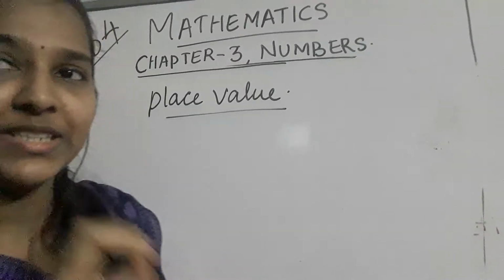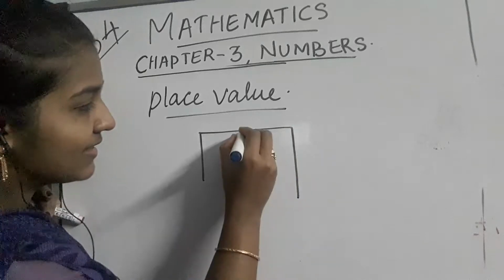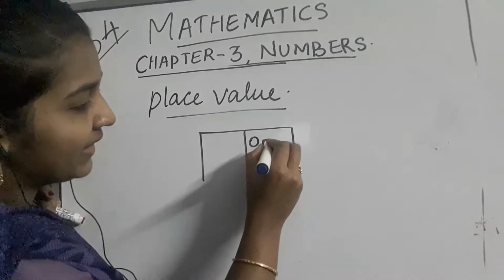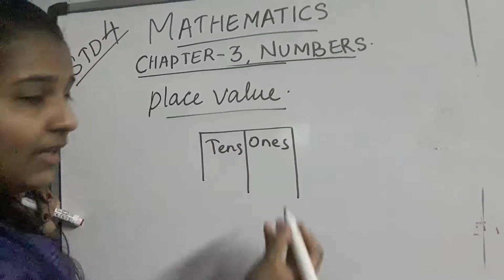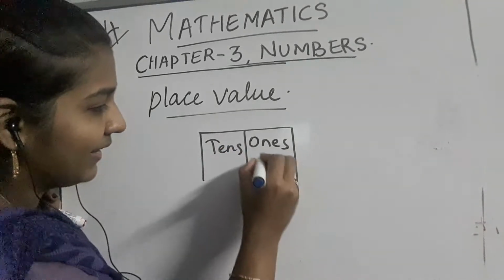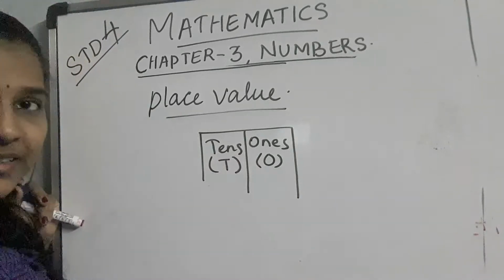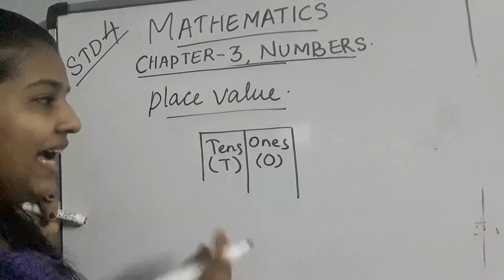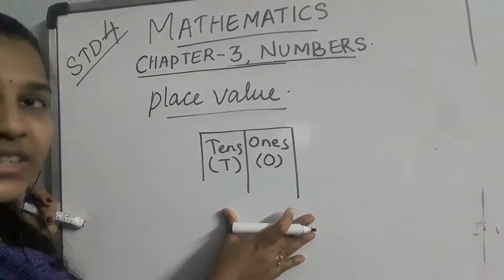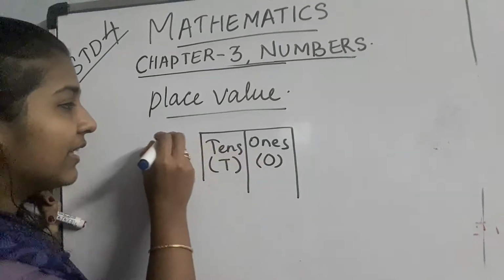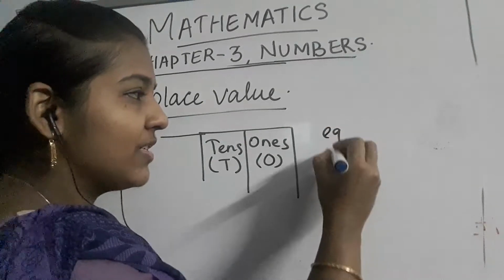For a 1-digit number, it has only one place and that is one's place. And for a 2-digit number, it has 2 places, one's place and tens place, right? And we can denote ones by writing O and we can denote tens by writing capital letter T. And that is for a 2-digit number. Now for a 3-digit number, there are 3 places. Okay, before that you tell me, can you say one example for a 2-digit number?